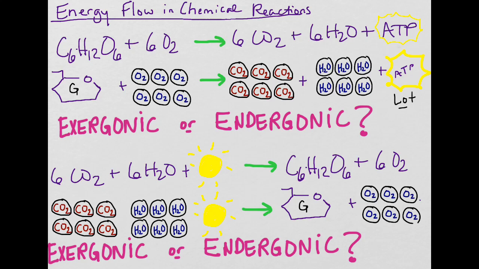So the first reaction that I have here is showing glucose, C6H12O6, plus 6 oxygen will yield 6 carbon dioxide, 6 water, and a lot of ATP. We're not going to worry about numbers right now. We'll just know that it's a lot.